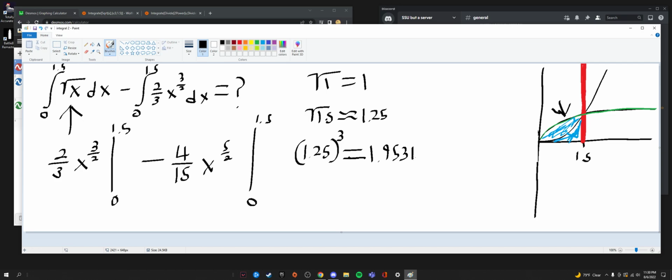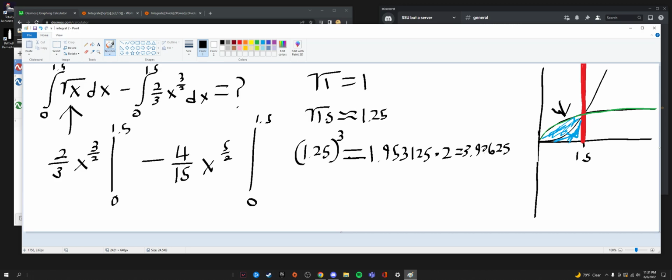But 1.25 cubed is 1.953125. But that's not all. We now have it cubed. We now have to multiply that by 2, then divide by 3, because we have 2/3 as our coefficient. So when we multiply that by 2, we get, I'm not going to have enough space. Where is my calculation for that? I don't want to do this out by hand. It's okay. Here it is. 3.90625.